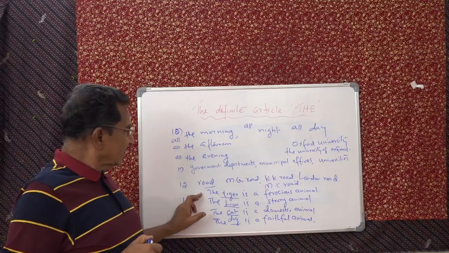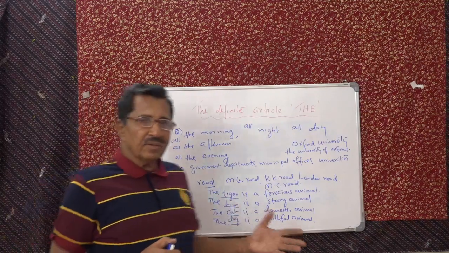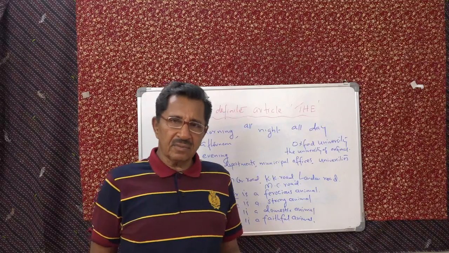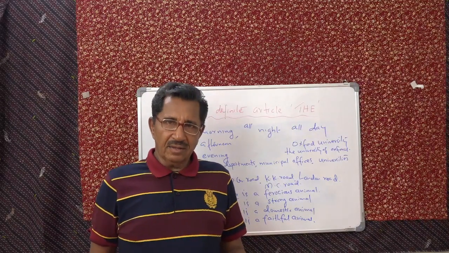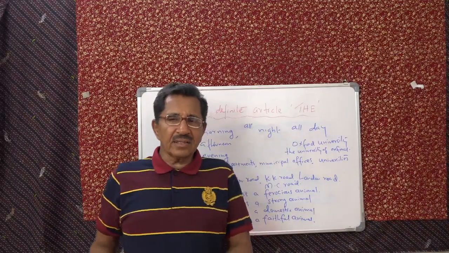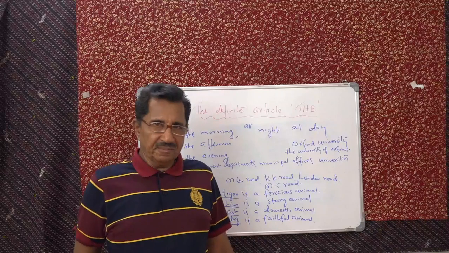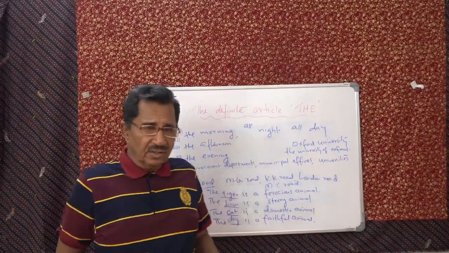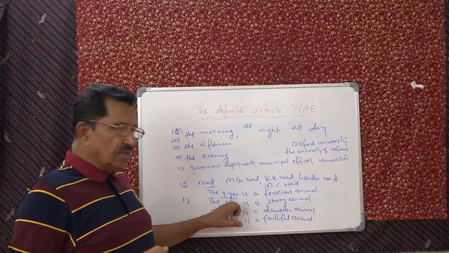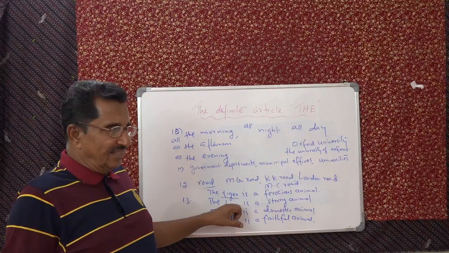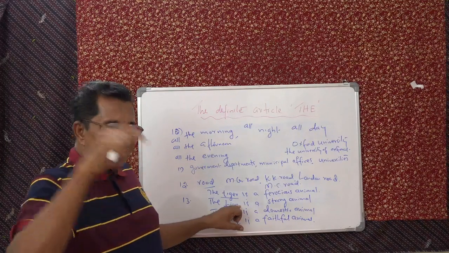But when you say "The tiger is a ferocious animal," or "A tiger is a ferocious animal," isn't it? Or "Some tigers are ferocious animals." It doesn't cover all the tigers. If you have to cover all the tigers, you have to say the tiger, because this singular noun stands for all the tigers. Understand? Singular noun stands for.